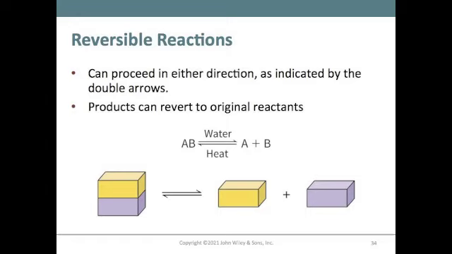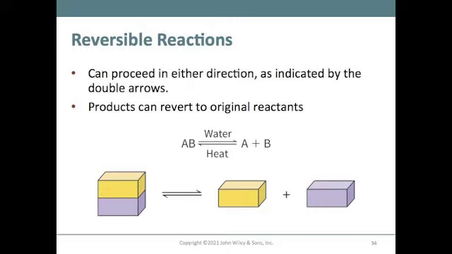Moving on to reversible reactions, this cartoon is on page 40. Some chemical reactions proceed in only one direction, in other words, from reactants to products. However, other chemical reactions are reversible. In a reversible reaction, the products can revert to the original reactants.